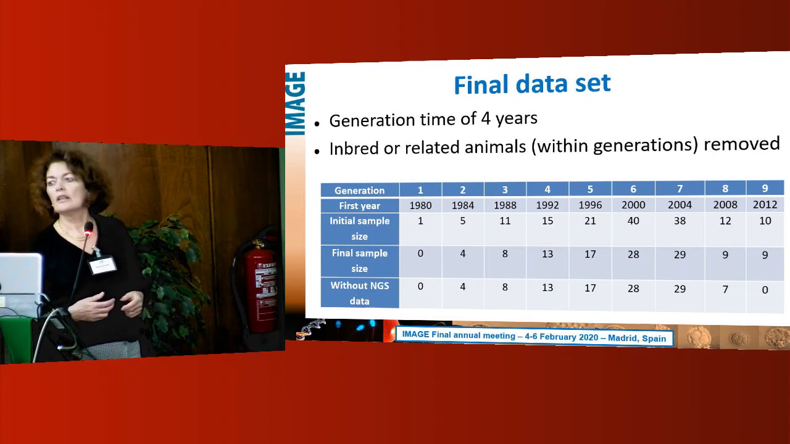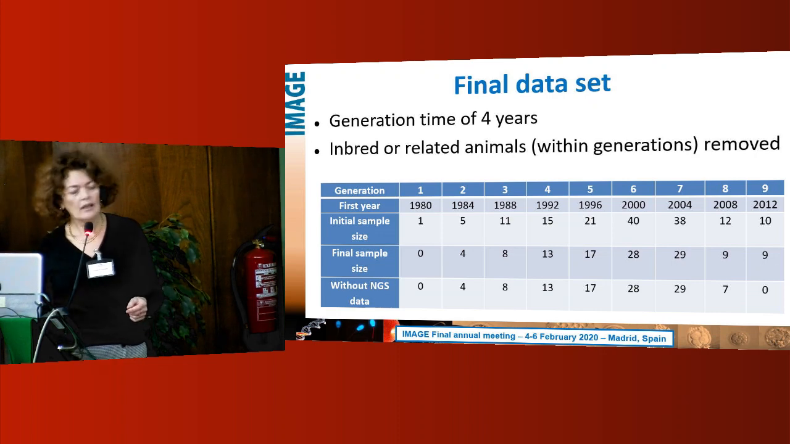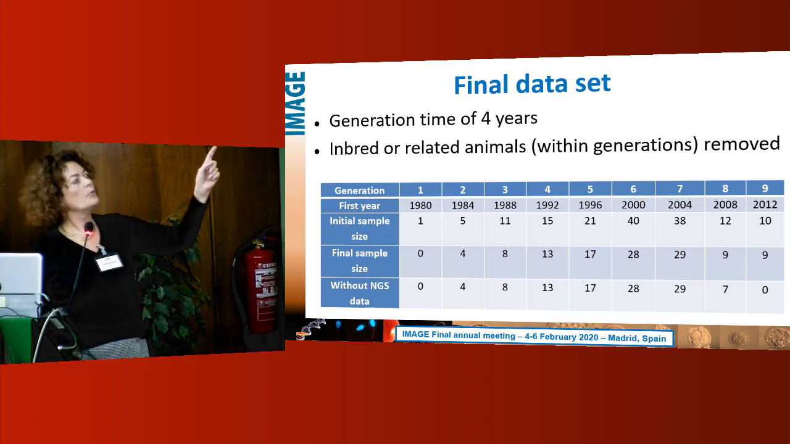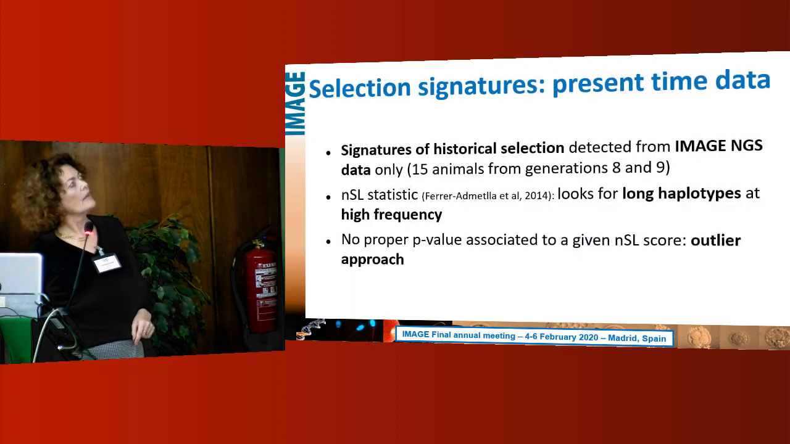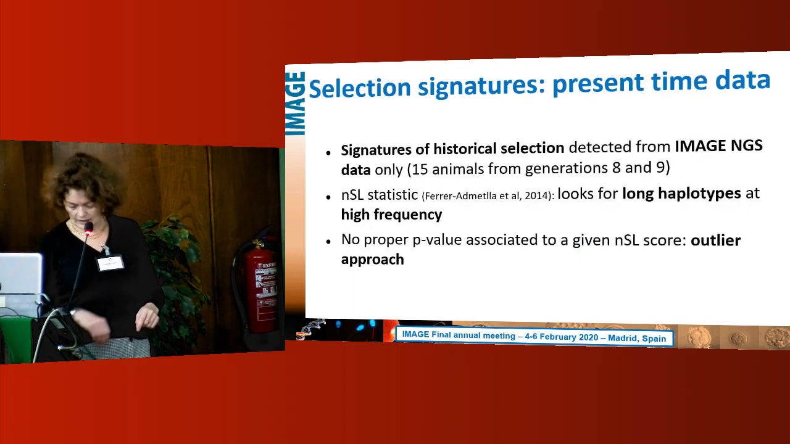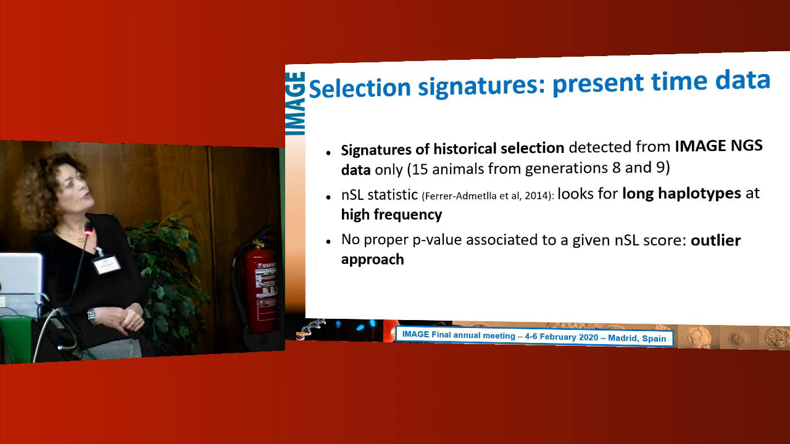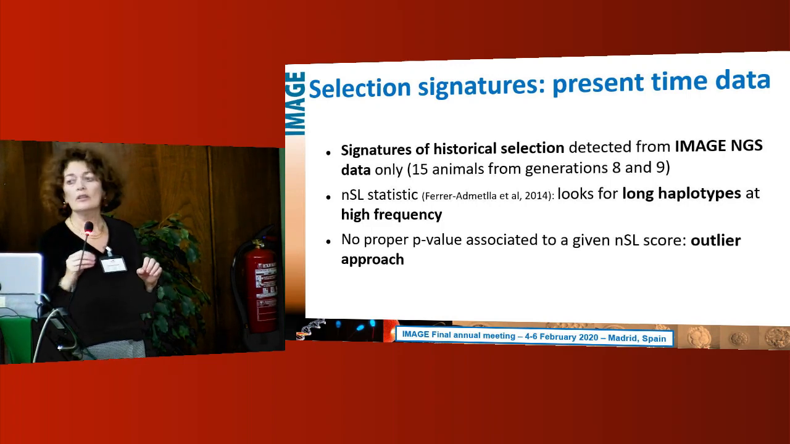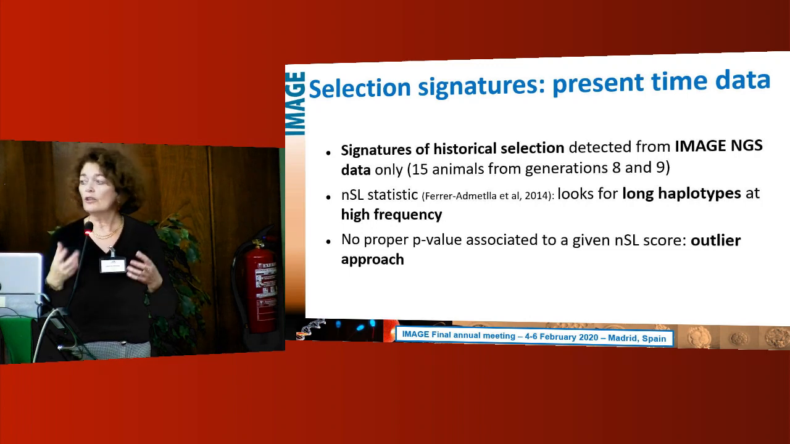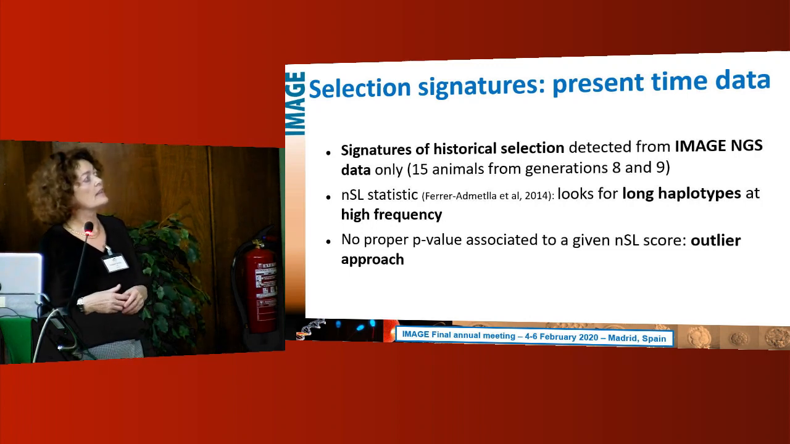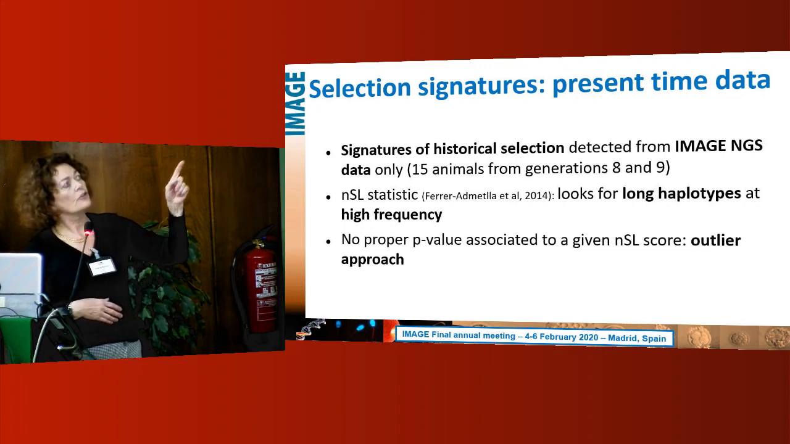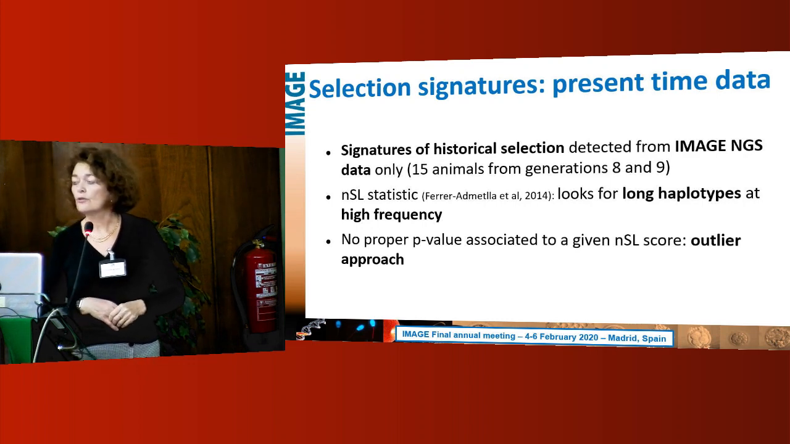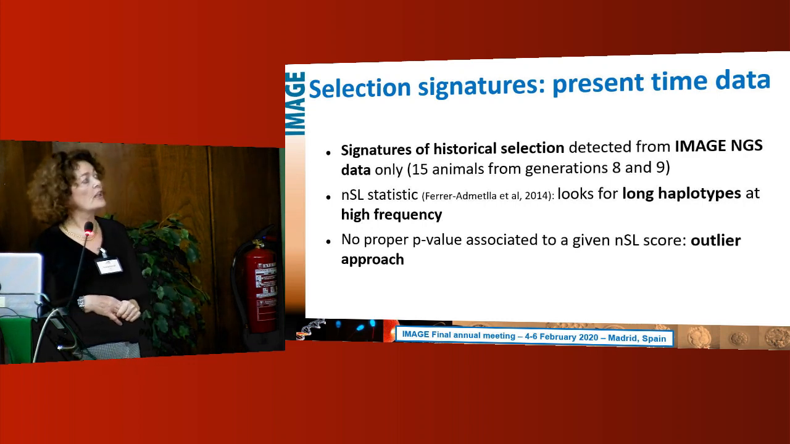So at the end, well, we had 117 animals which were distributed by birth date, and we had 9 generations with this number of samples. Okay, so what we did is to use a statistical model which allows us to detect selection. So we chose the nSL statistic to detect the signatures of historical selection only in the animals which were analyzed in the IMAGE project.